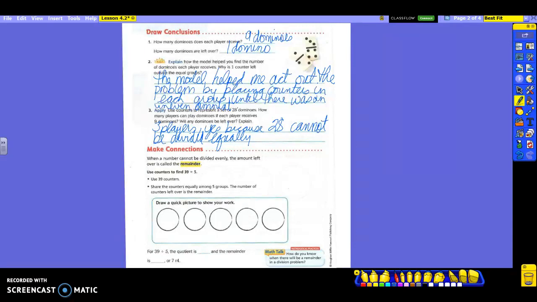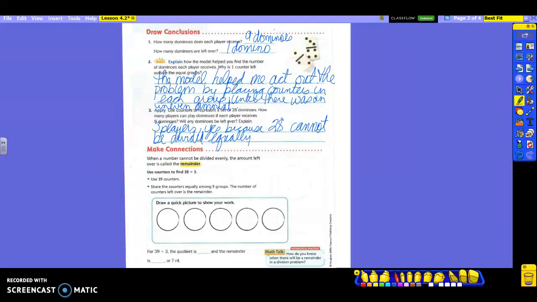Okay? All right, let's look at the next one down here. When a number cannot be divided evenly, the amount left over is called what? Remainder. Talked about it all morning, yes? And even yesterday when we talked about our vocabulary. So, you're going to use your counters to find 39 divided by 5. So, how many counters are you going to use? 39. You're going to share the counters equally among? 5 groups. The number of counters left over will be the remainder. They have a little picture already drawn for you, so once you get that all set up with your 39 counters, you'll need to put them in there.